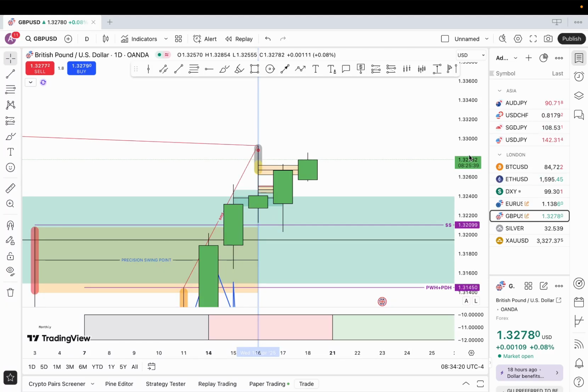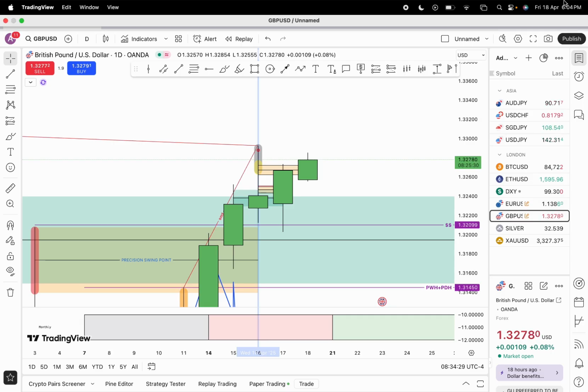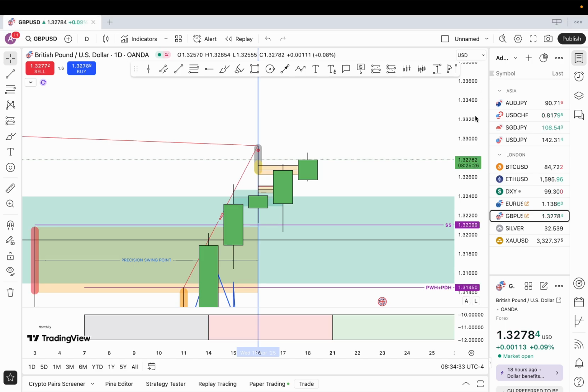Today we are going to do the analysis of GBP and Euro USD, what we saw today in the charts. Today is 18th April and the time is 6 p.m., so we are going to watch what we had today.